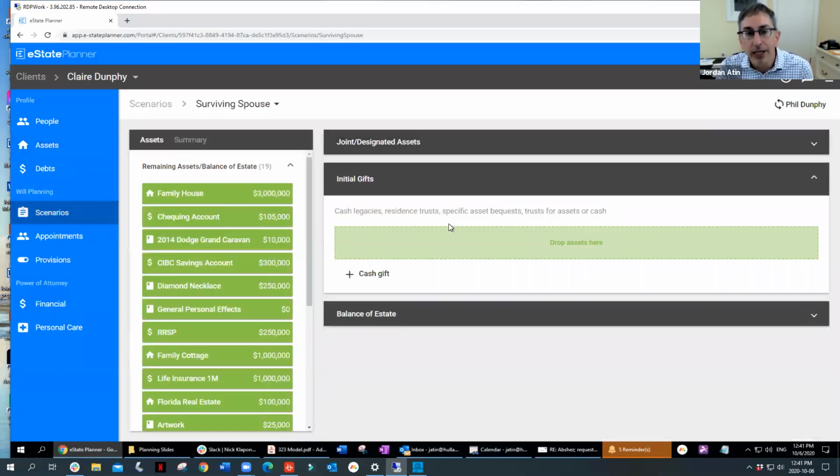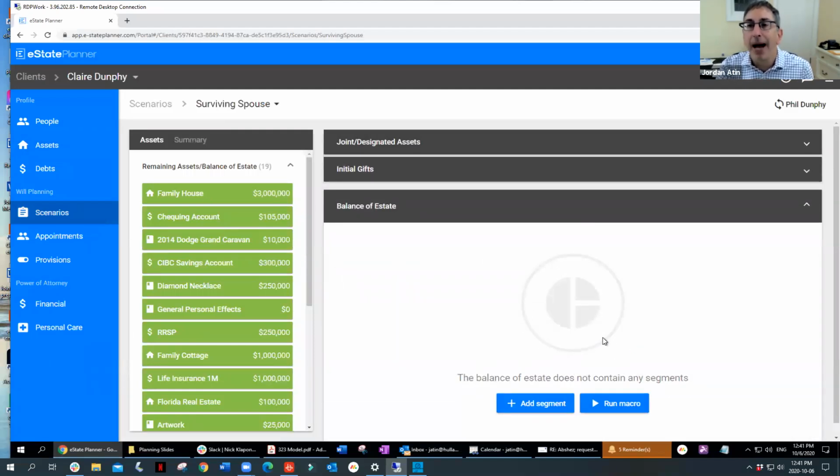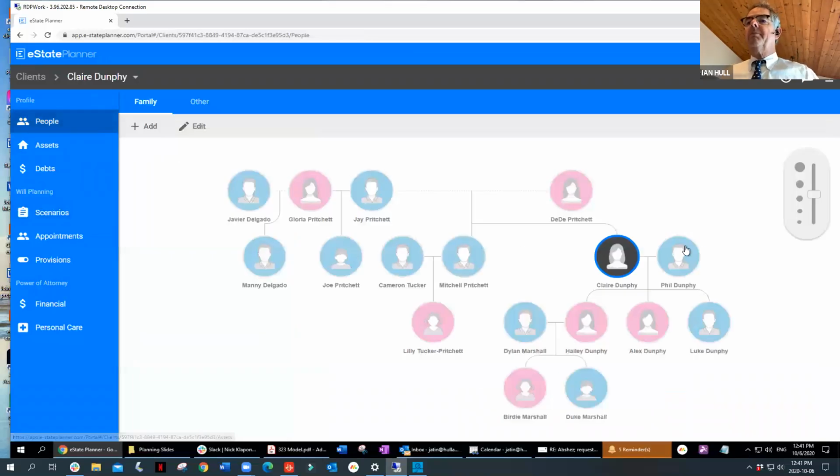You'll think about what initial gifts you want to make, and then what you're going to give away in the balance of the estate. So we go to Claire Dunphy's. Oh, sure. And just show what it looks like in real time in terms of the bucket.